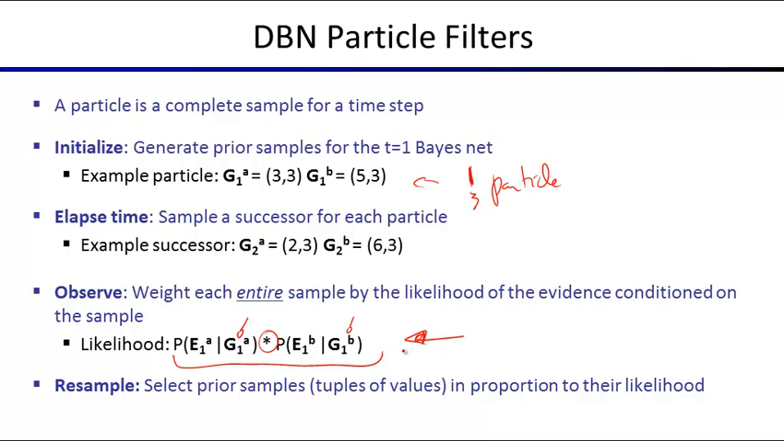It depends on the exact structure what this means, but it's the probability of the evidence variables given the variables that you sampled in this case.